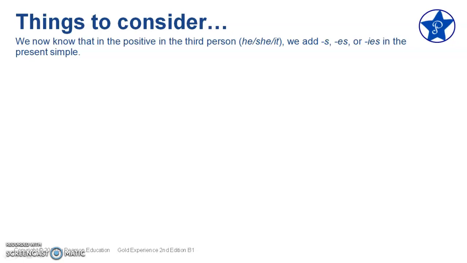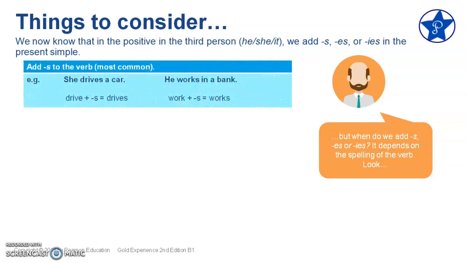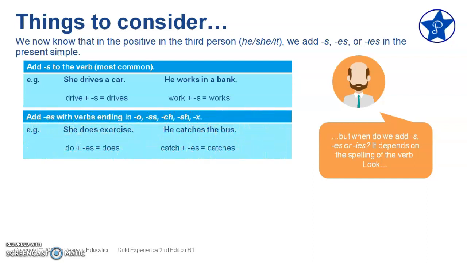We know that in the positive, in the third person, we add s, es or ies in the present simple. But when do we add s, es or ies? It depends on the spelling of the verb. Look, we add s to most verbs. For example, drive, drives, work, works. We add es with verbs ending in o, s, ch, sh, and x. For example, do, does, catch, catches.